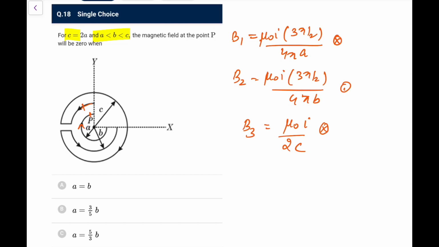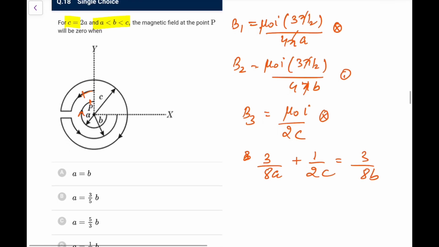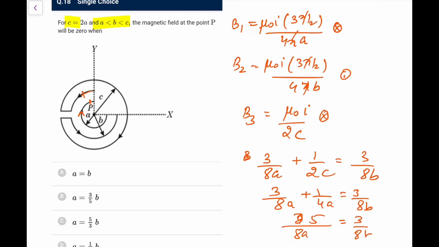So do this. I take out this μ0 I common, and this π goes, this π goes. So what I have is 3 by 8a plus 1 by 2c equals 3 by 8b. And c is 2a. So 3 by 8a plus 1 by 4a is equal to 3 by 8b. So taking the common denominator 8a, this becomes 3 plus 2, 5, that would be 3 by 8b. 8 goes. So a comes out as 5 by 3 of b. That is the answer that I am getting. So this is option C. That is going to be correct here.